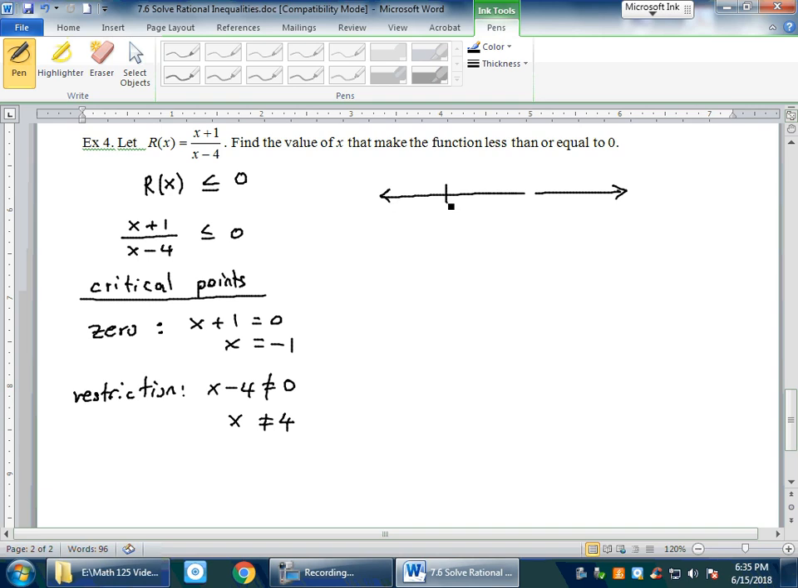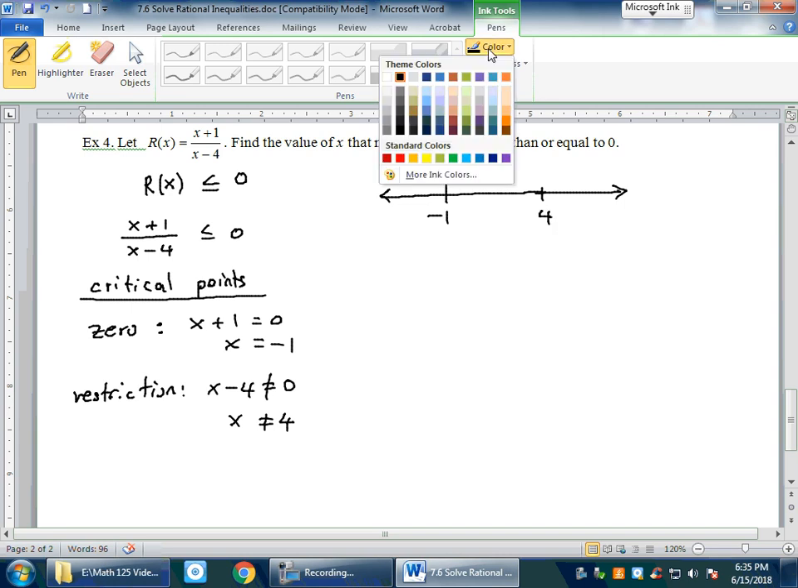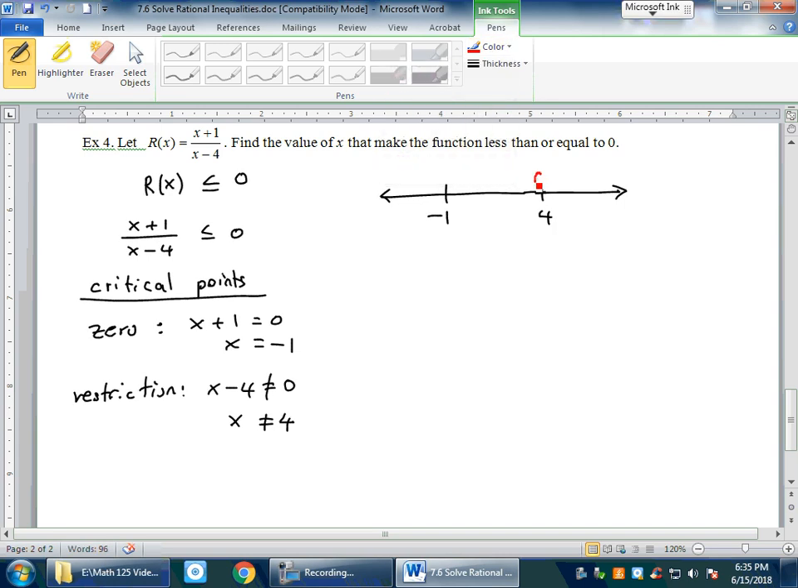Now from this, I can break down the real number line into intervals using these critical points, right? Negative 1 and then 4. And we know that 4 is a restriction, so that's why it's never included, cannot be part of the answer. For negative 1, we have to check our inequality symbol. Since this is less than or equal to, we can have negative 1 as a solution. So now I have interval 1, 2, and 3 to find out which one is the solution.